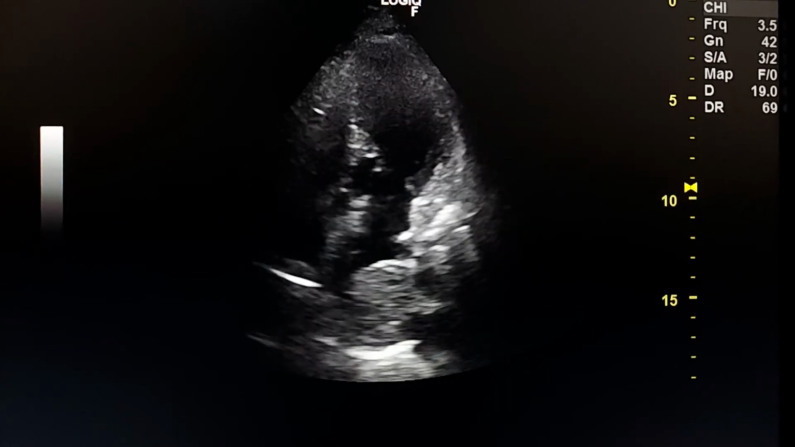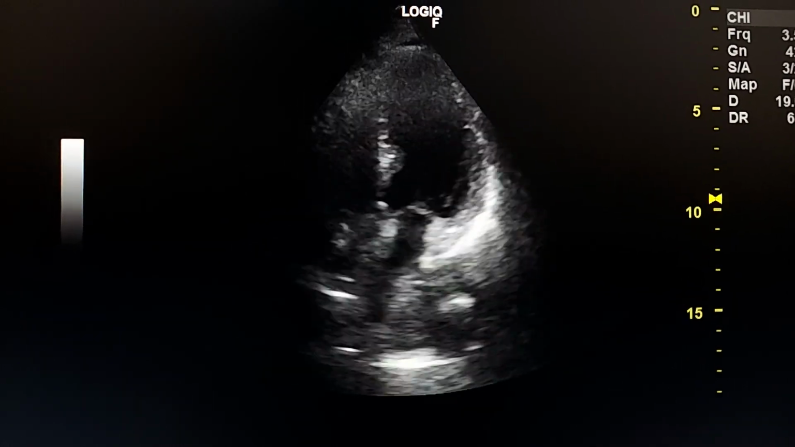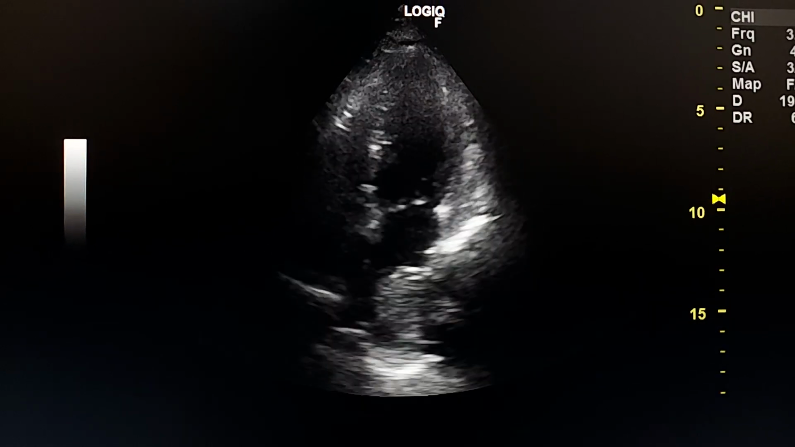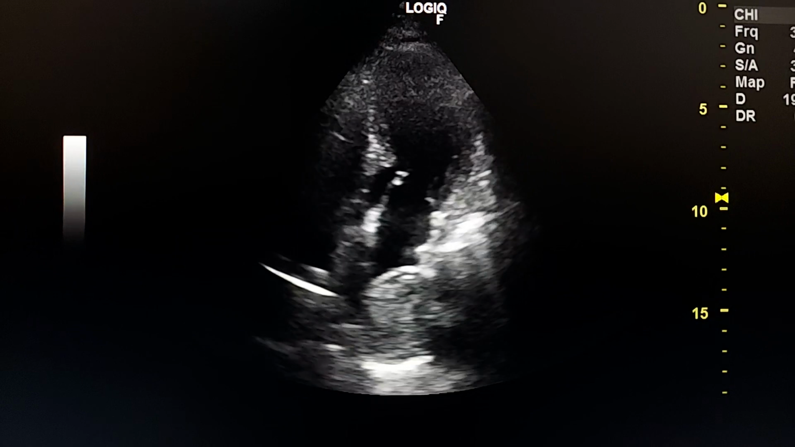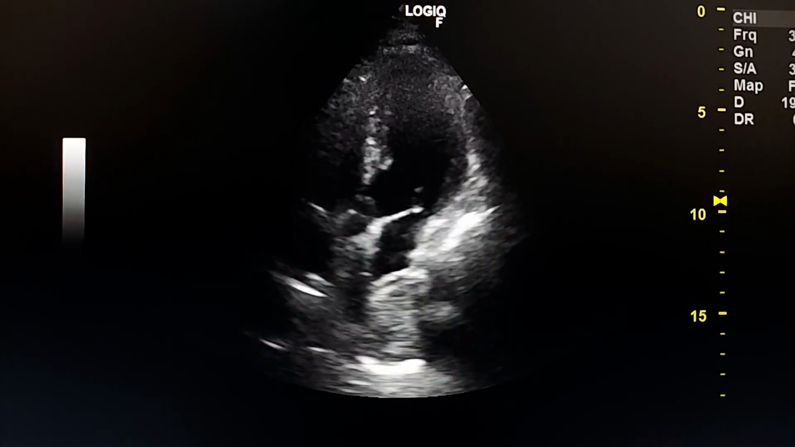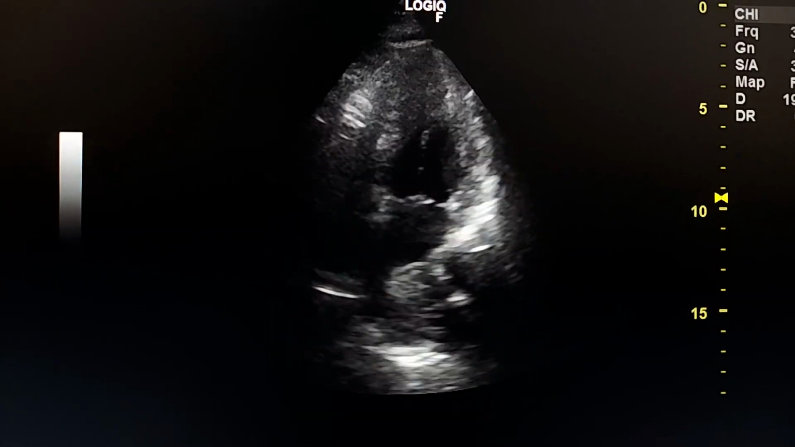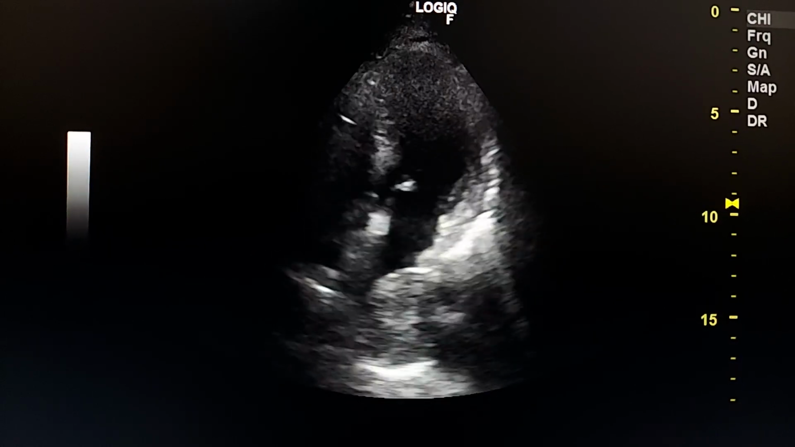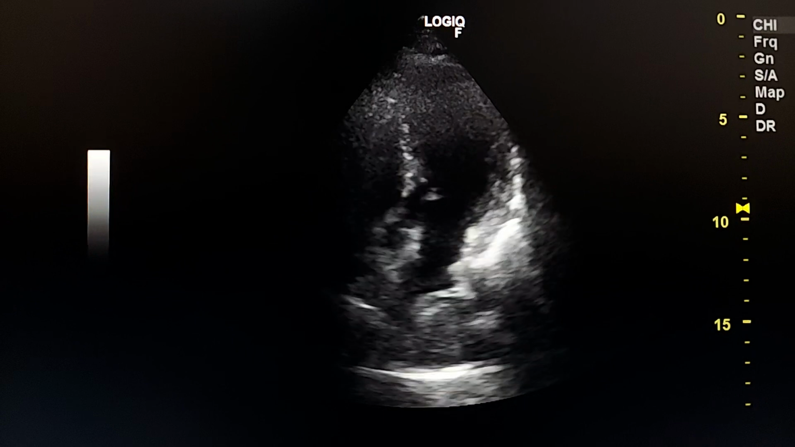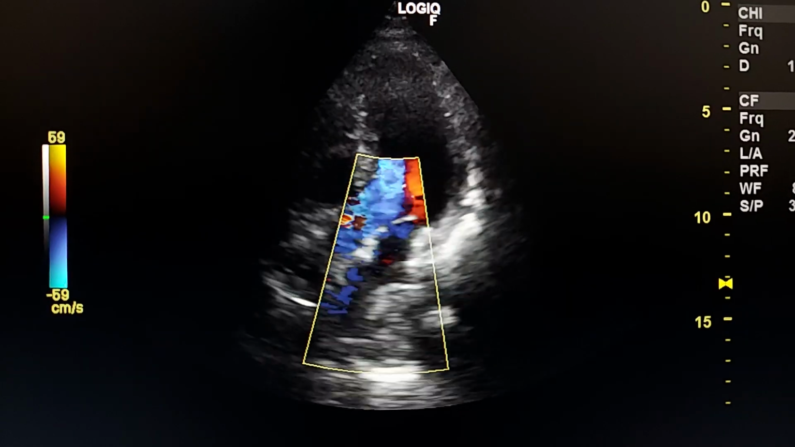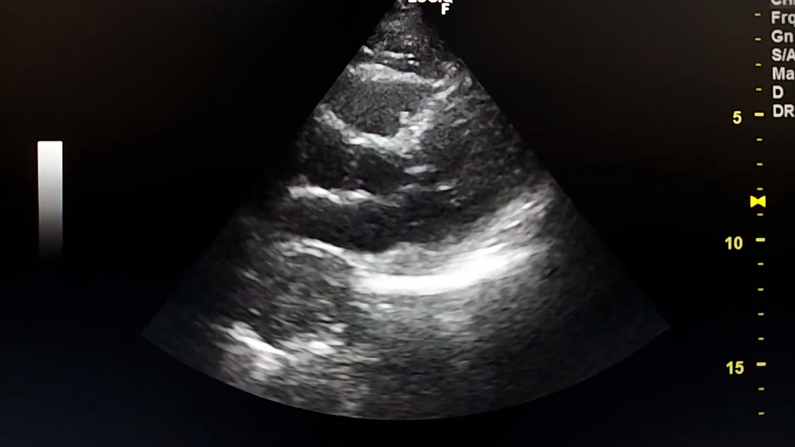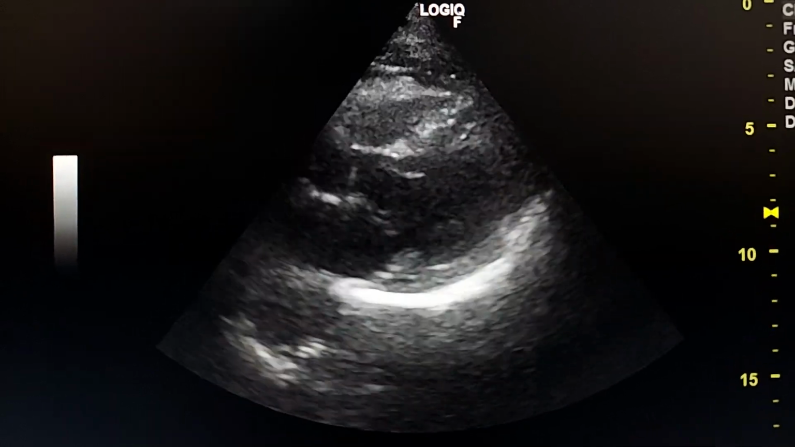This confirms the sonographic findings which we saw in this 57-year-old female patient with chronic dysphagia for about 1 year. This is parasternal long axis view of the heart.